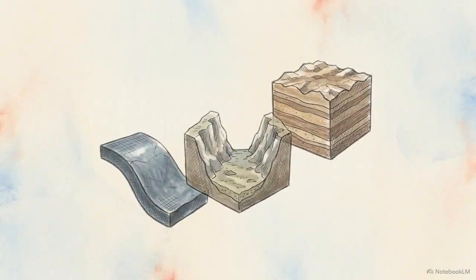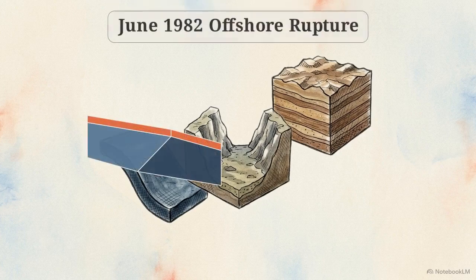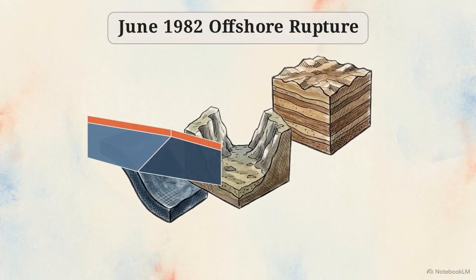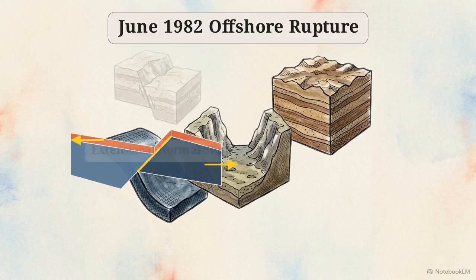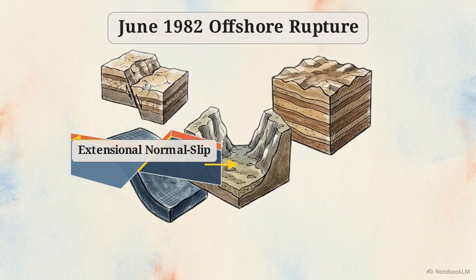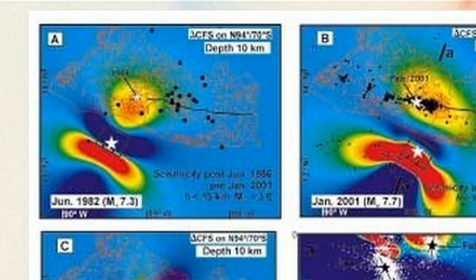We apply this mathematics to the 1982 to 1986 events by modeling the June 1982 offshore rupture as an extensional, normal slip event. This map shows the static stress transfer projected onto a horizontal receiver plane at a 10-kilometer depth, mimicking the fault zone. The 1982 rupture projected a distinct lobe of positive Coulomb stress change, the red and yellow zone, directly inland, crossing the black fault line.